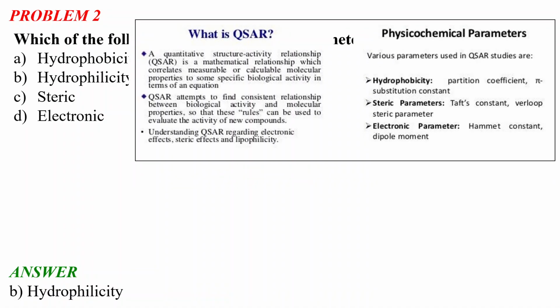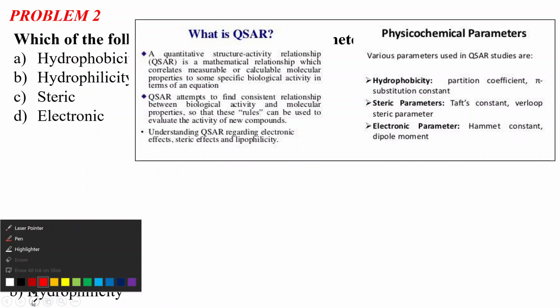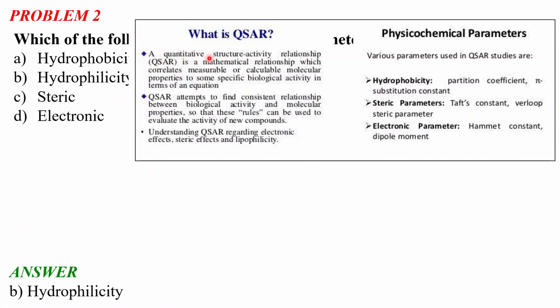So what is QSAR? I have already discussed it a little bit. The quantitative structure activity relationship, or QSAR, is a mathematical relationship which correlates measurable or calculable molecular properties to some specific biological activity in terms of an equation. QSAR attempts to find a consistent relationship between biological activity and molecular properties so that these rules can be used to evaluate the activity of new compounds.